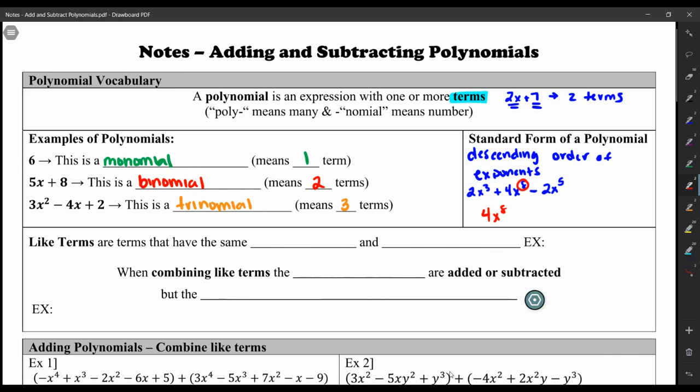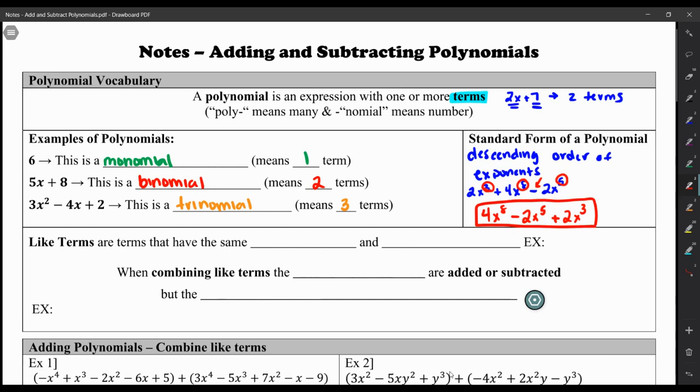Then we go to the second highest, which is a 5. So a negative, make sure you carry this symbol, negative 2x to the fifth, and then my lowest exponent would be a positive 2x to the third. So this would be the standard form of the given polynomial above.